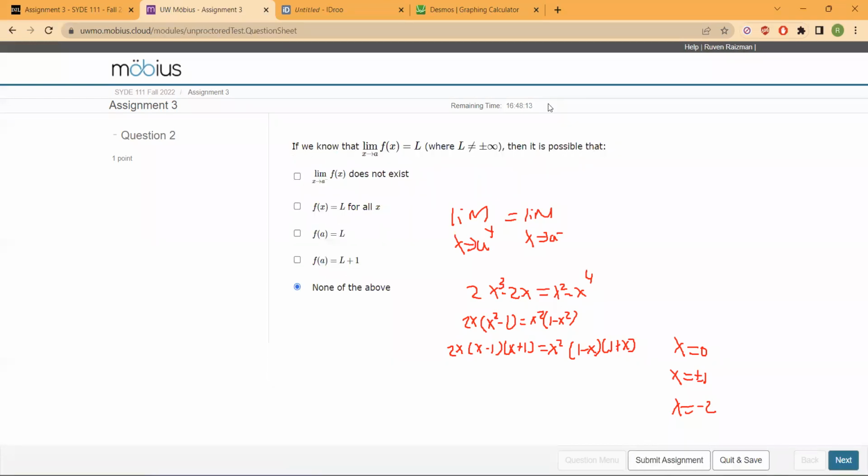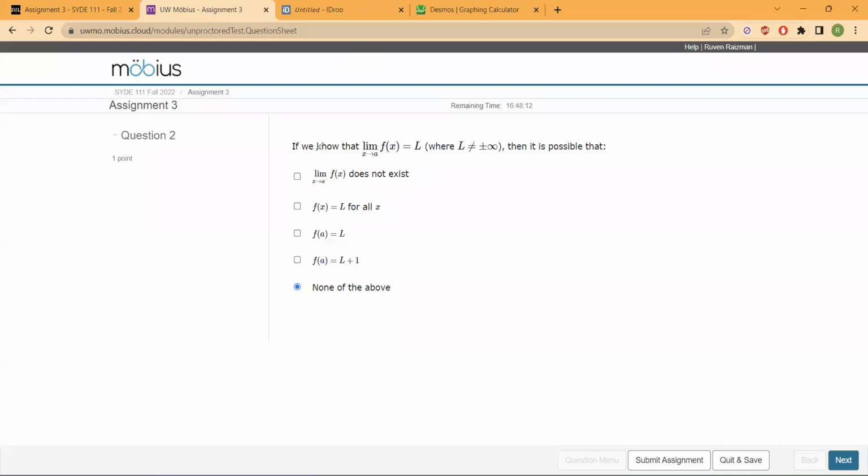Next. Okay, let's clear all drawings. If we know that the limit of f(x) as x approaches a is equal to L, then it is possible that the limit as x approaches a from the left side does not exist. This is not true because, as I just pointed out, the limit as x approaches a from the right has to equal the limit from the left side. And if one of them doesn't exist, that means the other one can't equal it. That's why that's wrong.